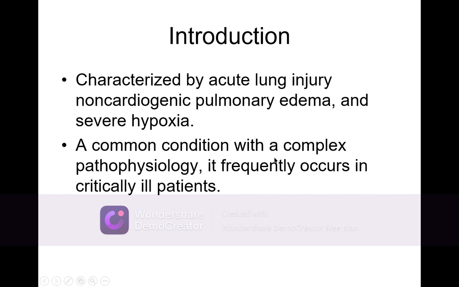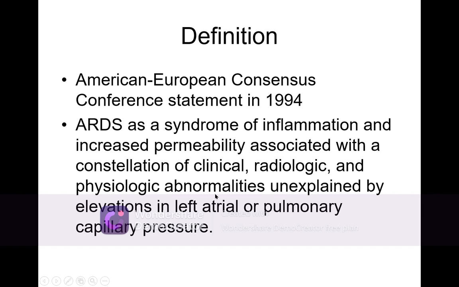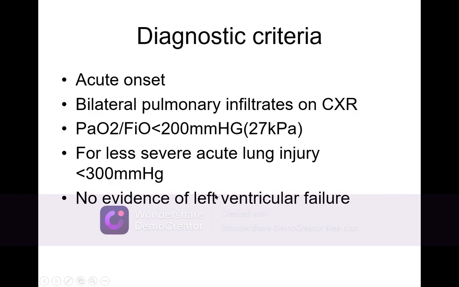A common condition with a complex pathophysiology, very complex. It frequently occurs in critically ill patients. So there will of course be the diagnostic criteria as already mentioned: acute onset, the ratio should be less than 200, bilateral pulmonary infiltrates. For less severe acute lung injury, it is less than 300. It is very severe injury. It may be more than 200, like this. That's why I have written this.